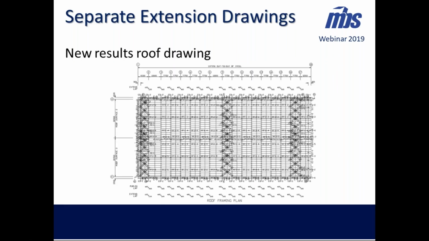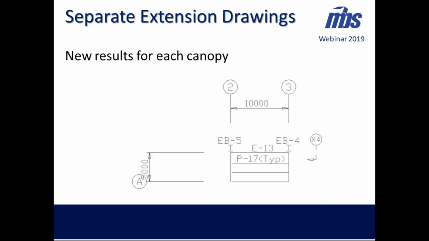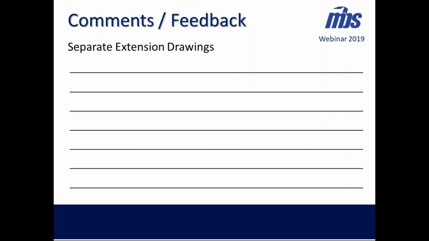So with this feature, you would have your roof drawing all by itself. You wouldn't have those canopy views outside there taking up extra space, so you get more space back to your drawing for your roof. And you would have a separate extension drawing. And of course, since these are small canopies, they're going to be rather big, and you're going to have all this room. So that's what we're working on with extension drawings.